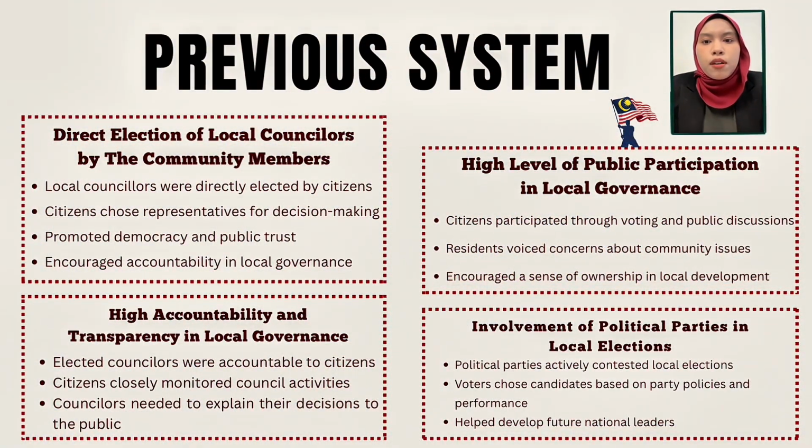The main aspects of the former local government system in Malaysia were based on elected representation and strong public involvement. One key aspect was that local councillors were elected directly by the community members, citizens having the authority to choose their representative through regular elections. Candidates could represent political parties or run as independents. This system promotes democratic principles because councillors needed public trust before being elected. For example, in Georgetown, elected councillors were responsible for local services such as waste management and public infrastructure development.